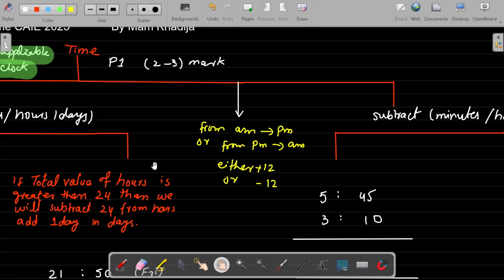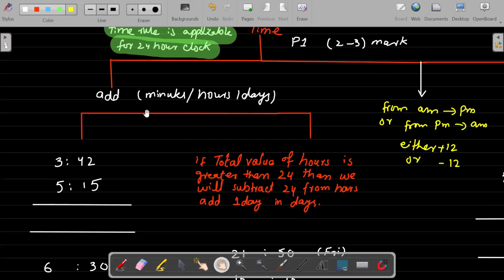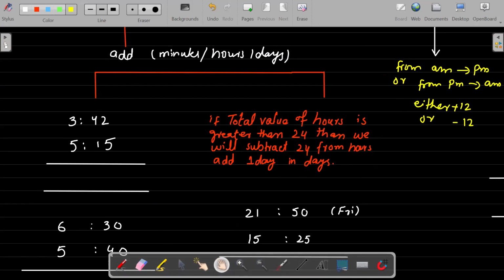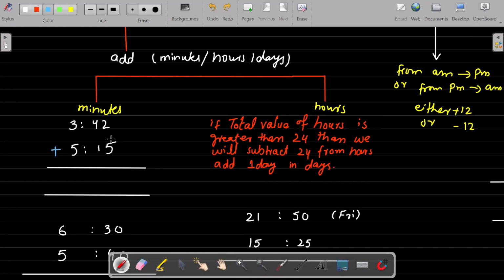These are the two things which we will be doing. Let's talk about the addition rule first. There is an example for that. First, we are going to do addition of minutes. Then we will discuss addition of hours. In addition, we simply add them up: 5 plus 2 is 7, 4 and 1 is 5, then 5 and 3 is 8.